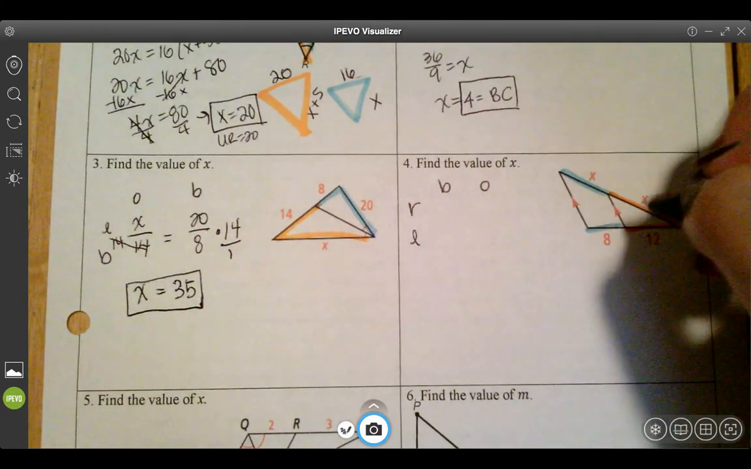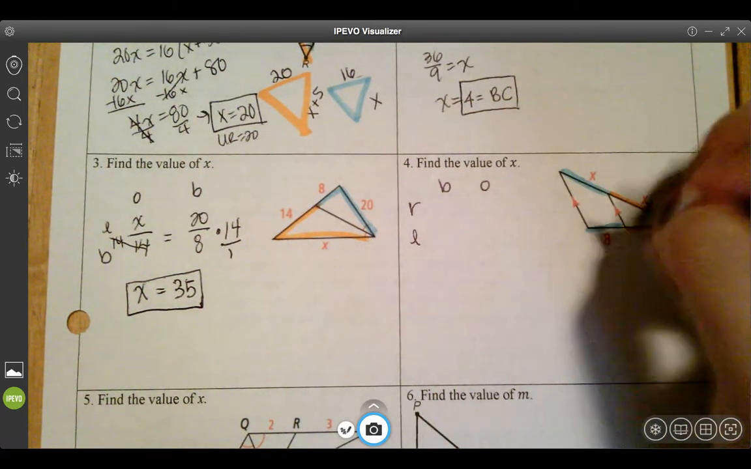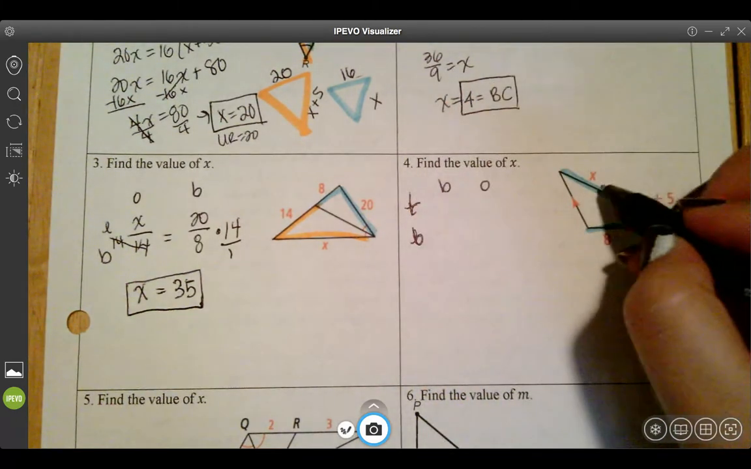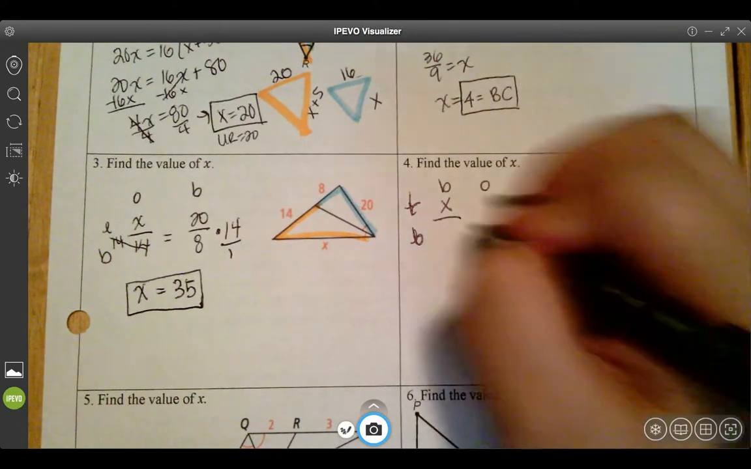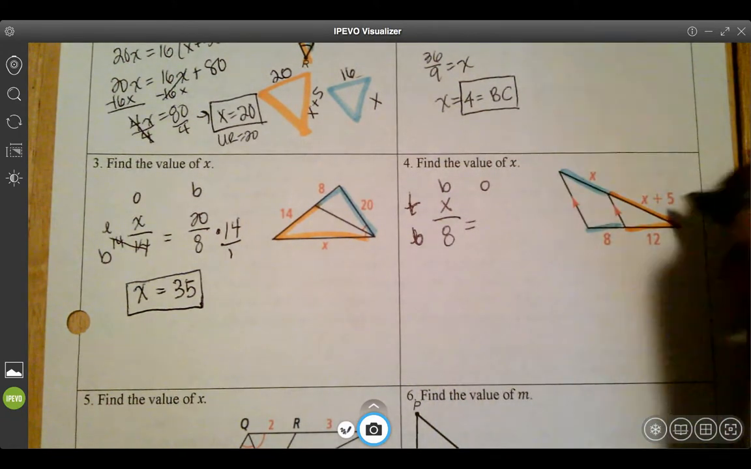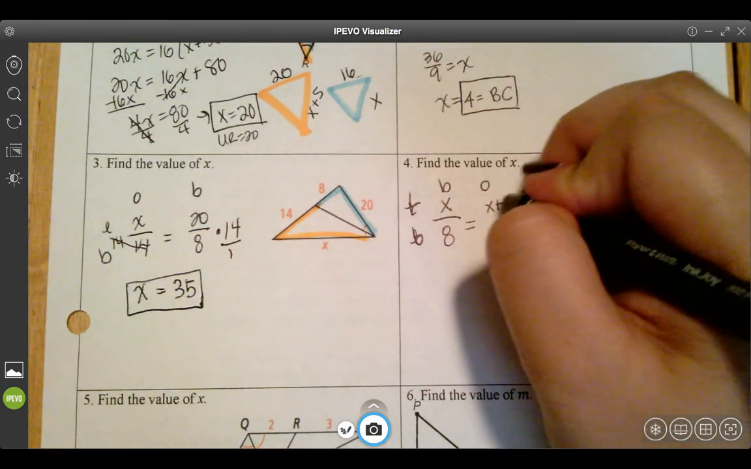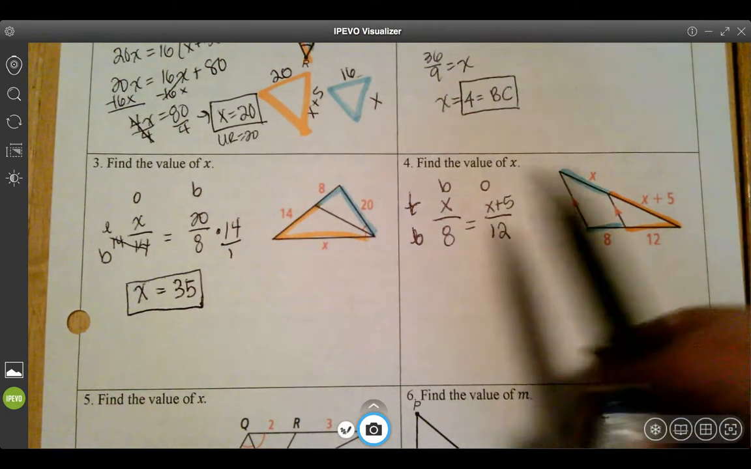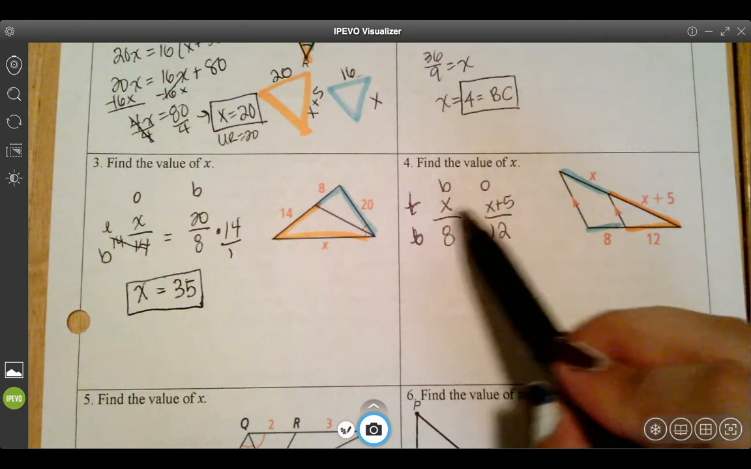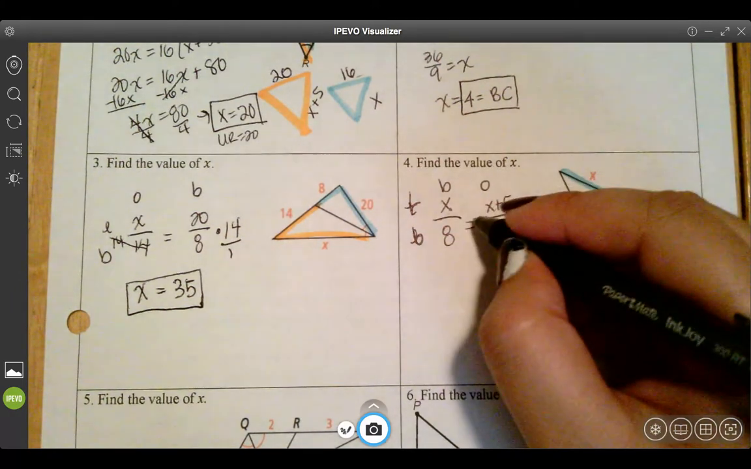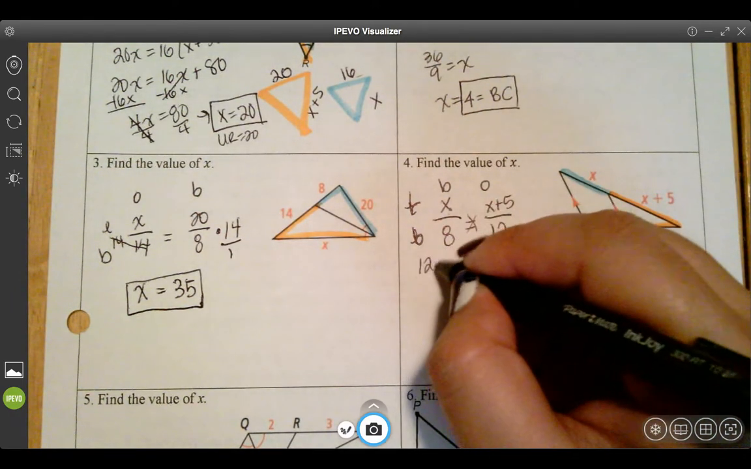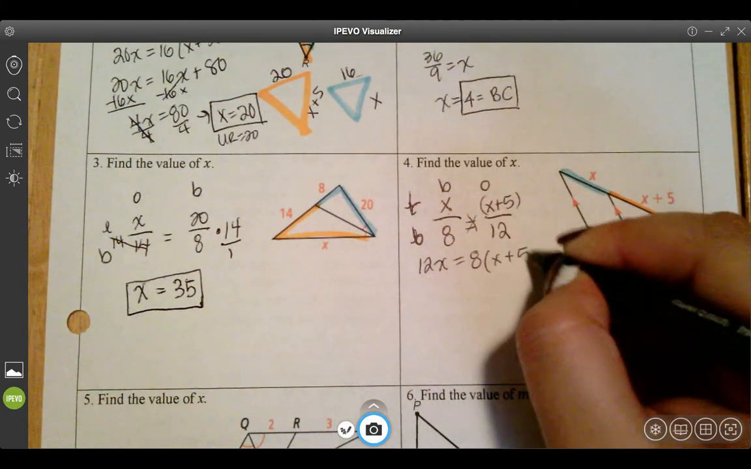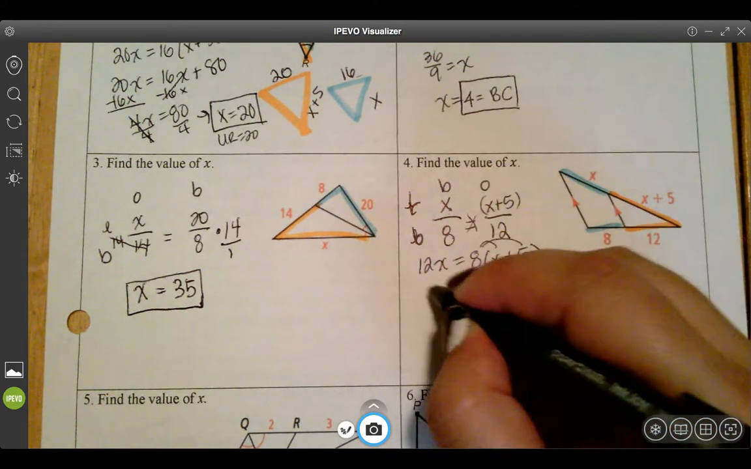Because this is turned on its side, let's call it top and bottom. Blue on top is x, blue on bottom is 8, equals orange on top is x plus 5, orange on the bottom is 12. Now this time we can't just multiply by 8 because there are 2 x's, so we do have to cross multiply to solve this. 12x equals 8 times x plus 5, distributing.